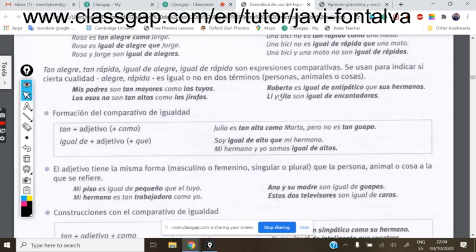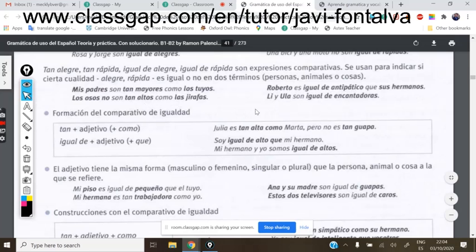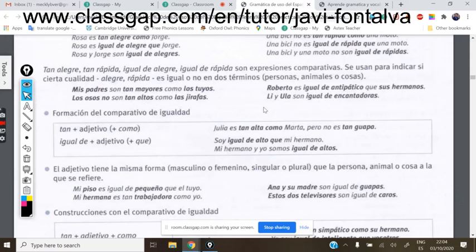Another example. Roberto es igual de simpático que sus hermanos. So here we have the one with igual de plus adjective, yeah? So Roberto is as nice as his brothers. In English, you just say as nice as his brother. You wouldn't really say equally nice as. Doesn't sound right to me. Yeah, as nice as. So Lee y Ula son igual de encantadores. Okay. So Lee and Ula are equally charming. Encantador is like charming.